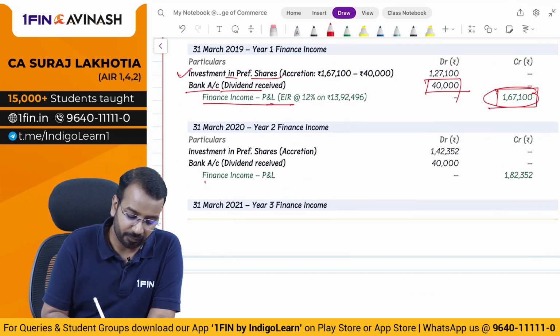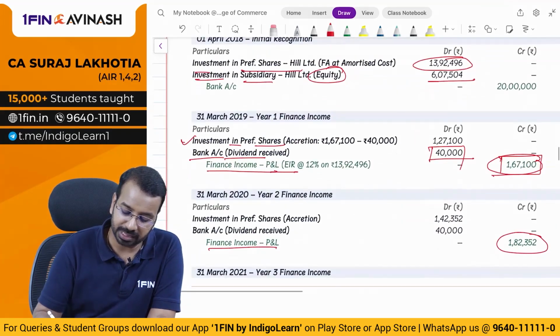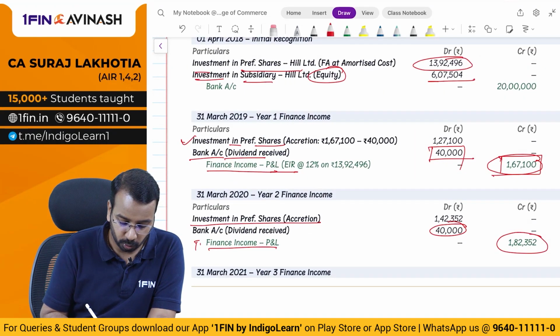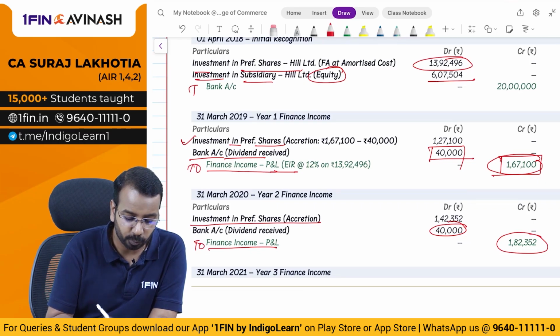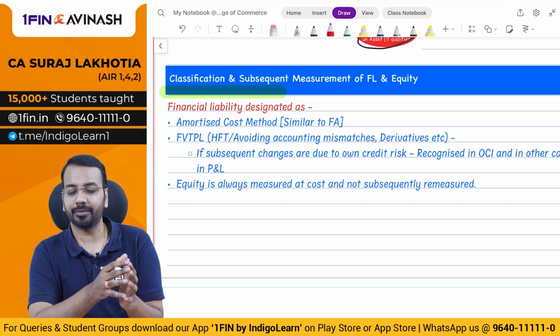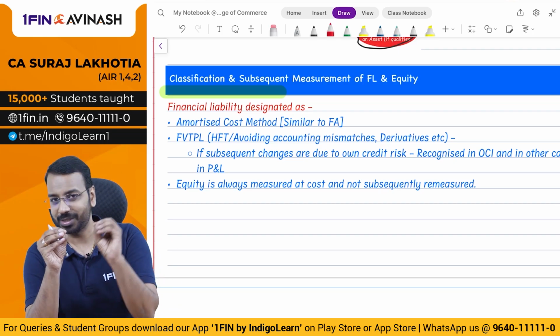Then second year, same way, finance income 182,352. Amount received, how much? 40,000. The balance amount goes to investment in preference shares. So investment in preference shares, to financial income, to bank account, like that we can do. Alright. So far, we have completed financial assets. If transactions are happening at off market terms, that also we have done.